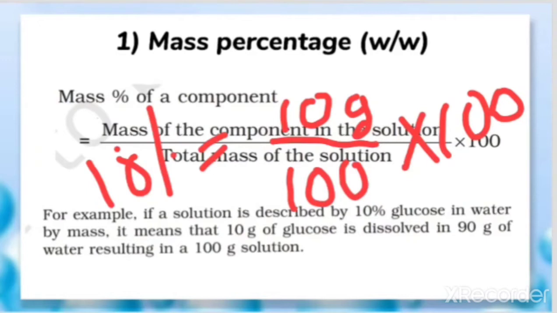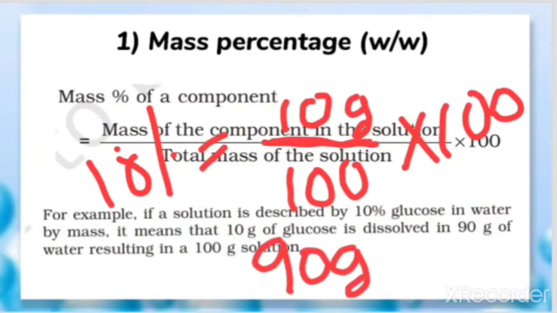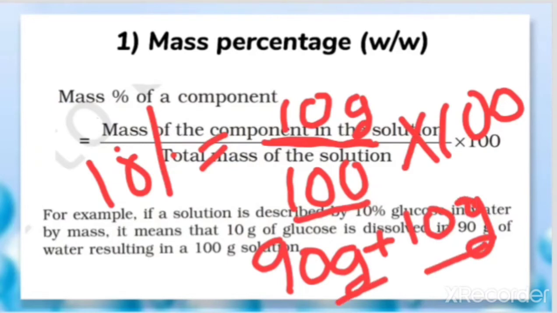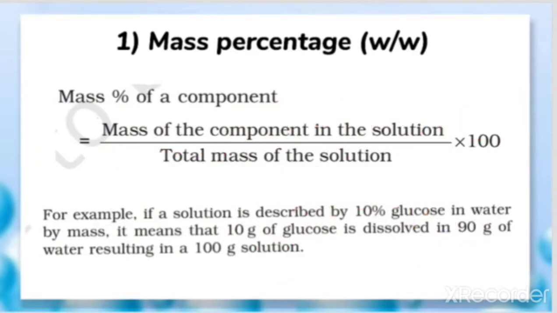So 10 gram of glucose is dissolved in 90 gram of water. Why is it 90 gram? Because the total mass, that is the mass of solute and solvent, will be 100. So 10 gram is the mass of glucose, that is the solute, and 90 gram will be the mass of water, that's why it makes 100. So 10% of glucose in water by mass means that 10 gram of glucose is dissolved in 90 gram of water, resulting in 100 gram of solution.